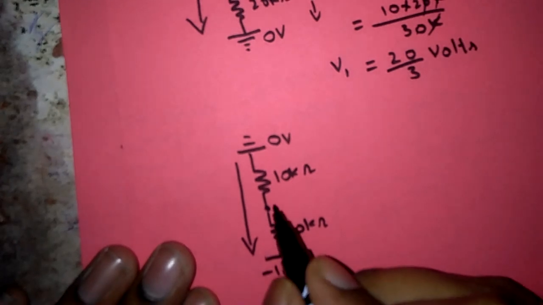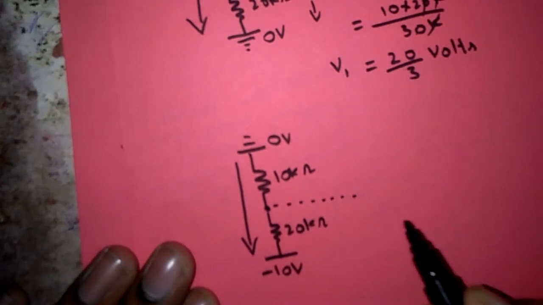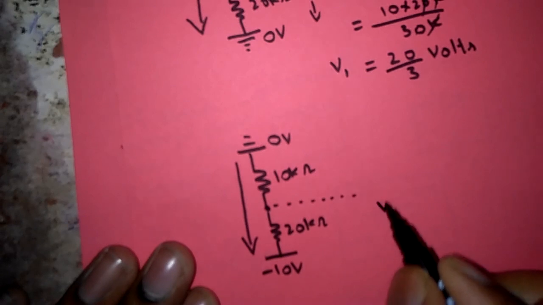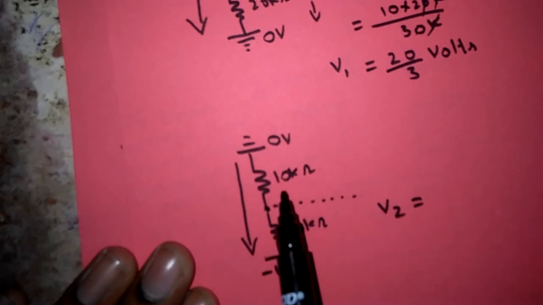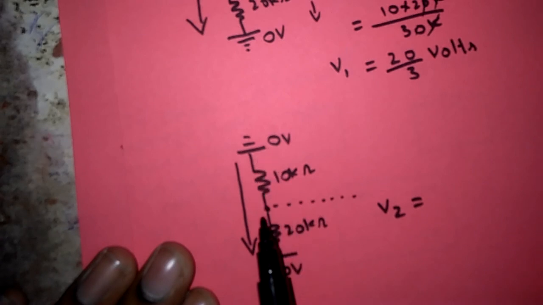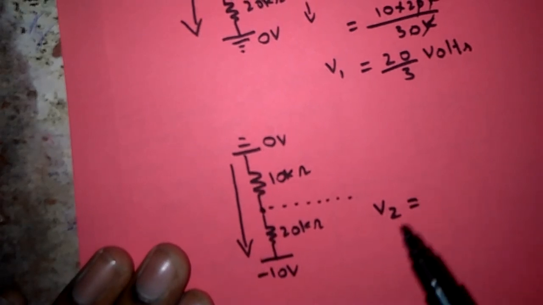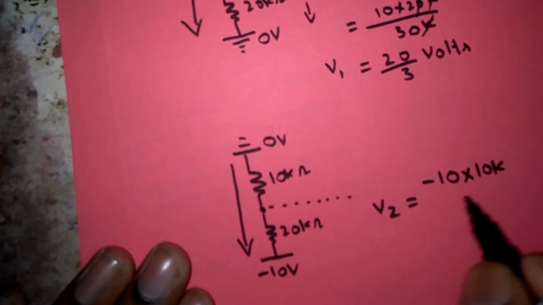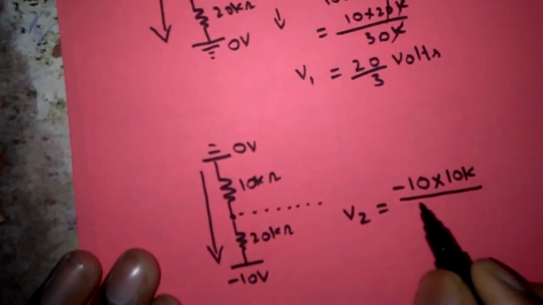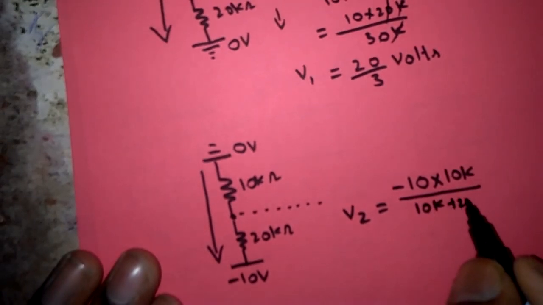But here again I have to consider the voltage at this point. Suppose it is denoted as V2. V2 equal to, again, product of supply voltage and the resistor which is connected between required point and ground point. See, always ground is the reference point. That's why we have to consider the resistor which is connected between ground and required point. So product of supply voltage, minus 10 volts, into resistance value 10 kilo ohm divided by total resistance value, that is 10 kilo ohm plus 20 kilo ohm.